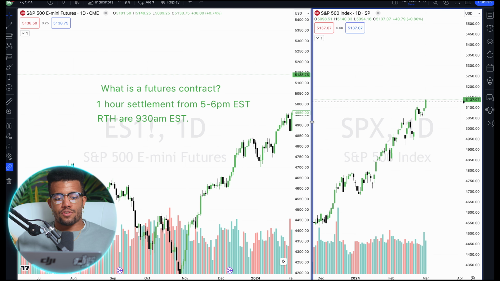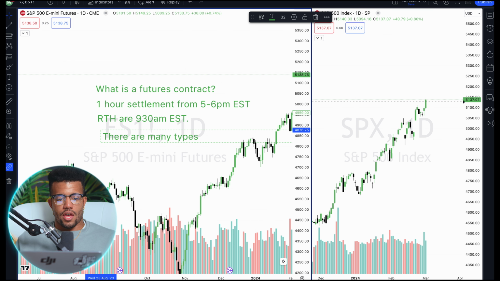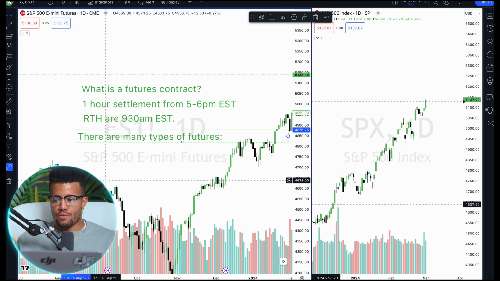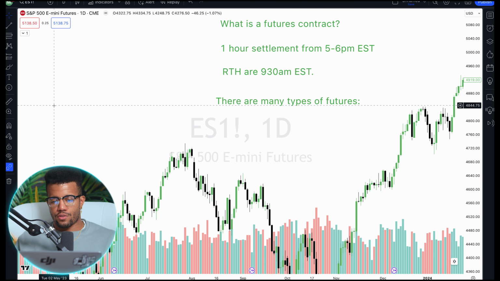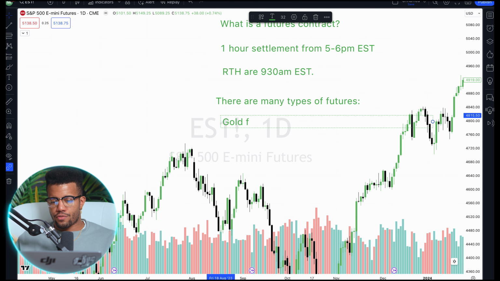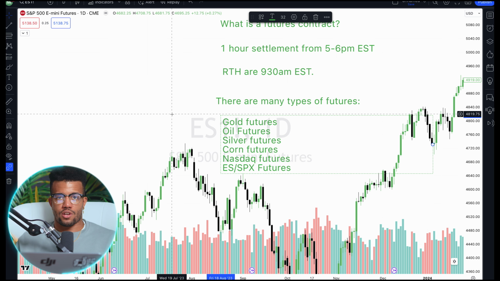There are many types of futures, and you're probably saying, Forrest, what types of futures are there? Let's move our screen and talk about it. There are gold futures, oil futures, silver futures, corn futures, NASDAQ futures, SPX, really ES futures. These are indexes. There's tons of different types of futures contracts.